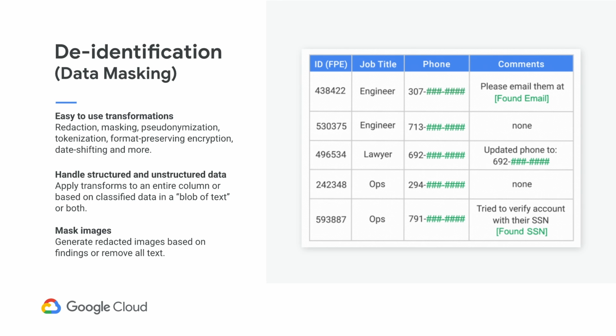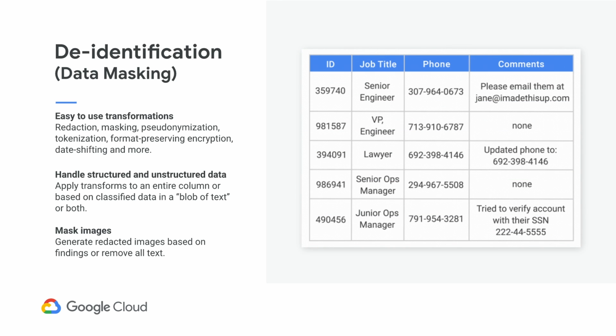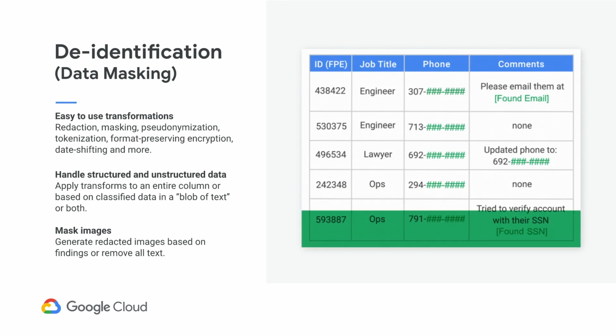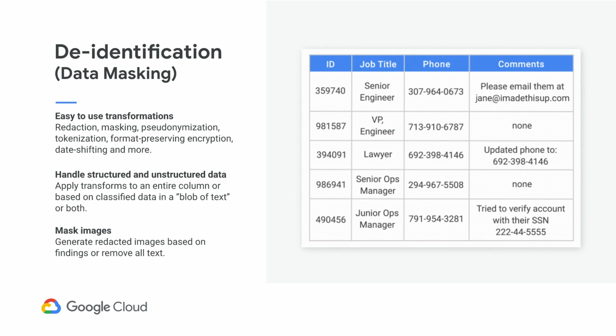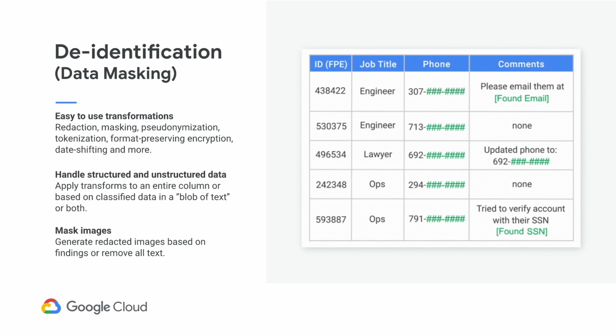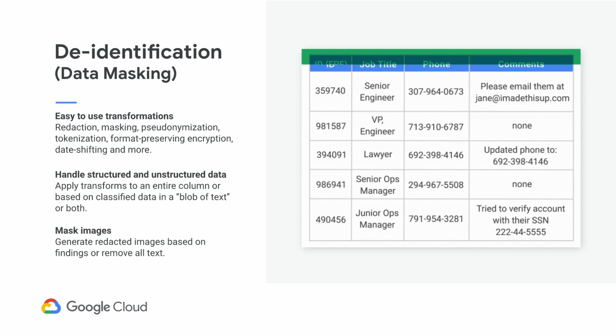We're taking a distinguishing value in that job title column and replacing it with a less distinguishing value. So something like senior engineer gets replaced with engineer. In that third column, we're doing a simple partial mask out of a phone number. In that fourth column, we're actually combining that discovery and classification capability with our masking capability.